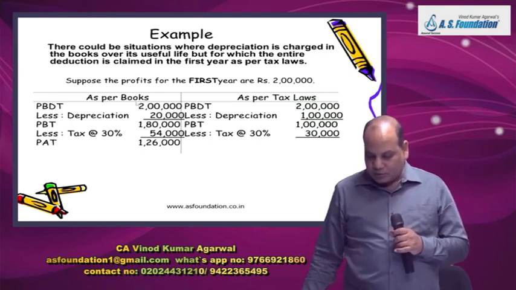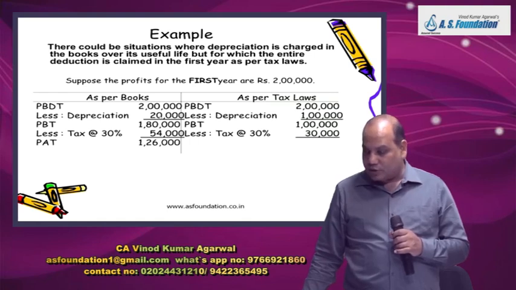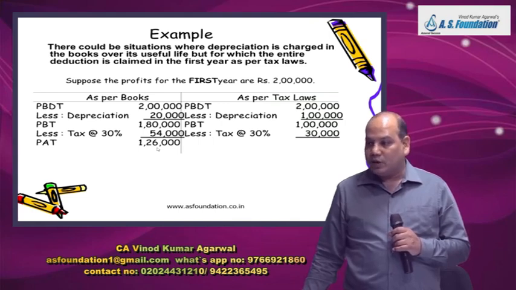So if I go to the books of account, profit before depreciation and tax is 2 lakh, depreciation 1/5, accounting depreciation 20,000, PBT is 1,80,000. I should have provided 54,000, matching concept, 30% of this. And my profit after tax should have been 1,26,000.